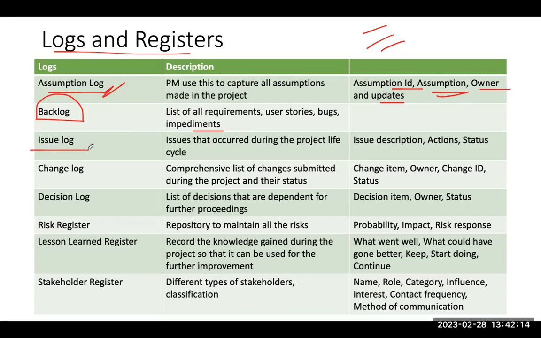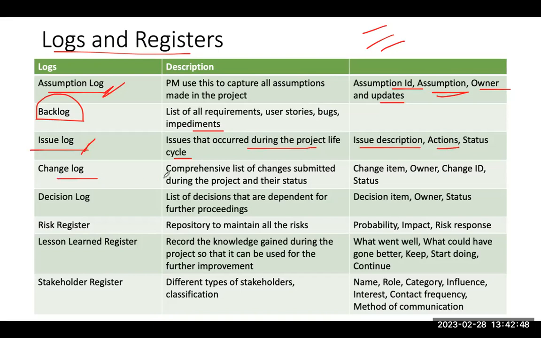Issue log. By now we know what an issue is. An issue is an event that happens during the life of the project. Issues that occur during the life cycle of the project are called issues. And if any issues happen during the life of a project, we monitor them in the issue log. An issue should be addressed immediately. An issue log contains an issue description, issue ID, the current status, and the actions that have been taken so far.